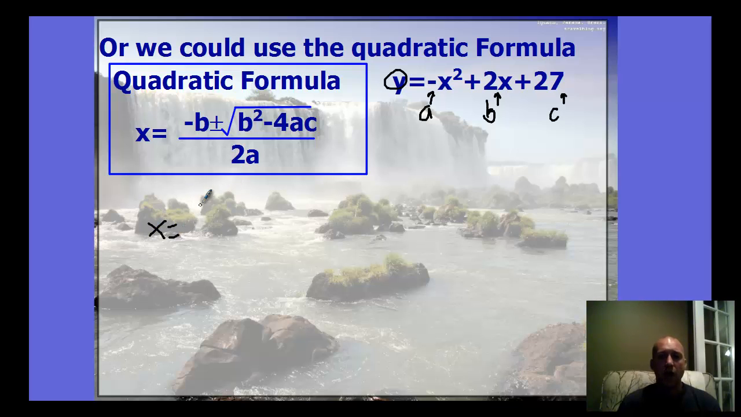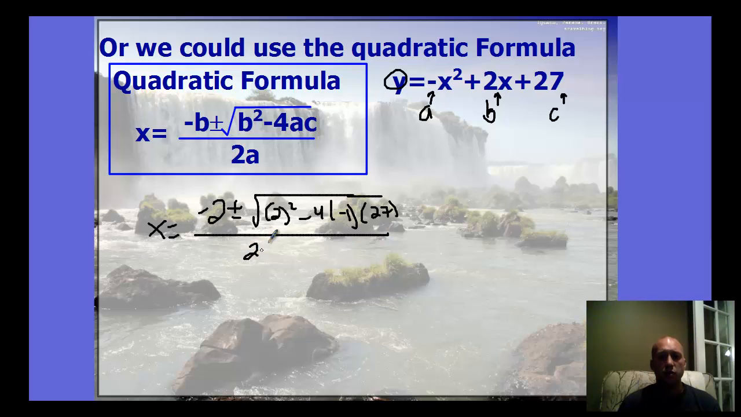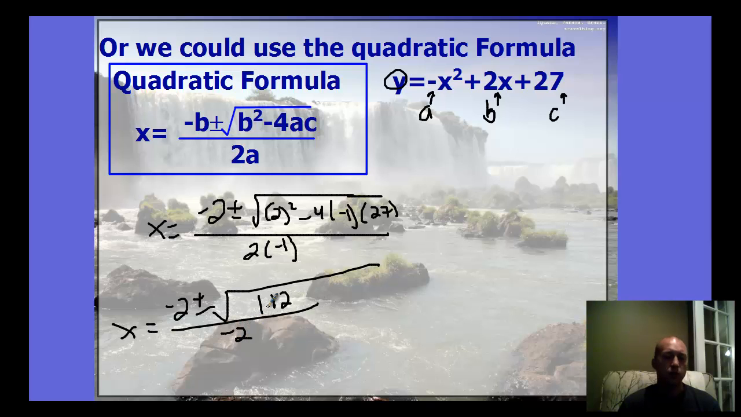So x equals the opposite of b. Our b here is 2, so we're going to do -2 plus or minus the square root of b squared. So we're doing 2, the quantity squared, minus 4 times a, which is -1, times c, which is 27. And everything is divided by 2 times -1. When we simplify this, we want to simplify what's underneath the radical first. So this is going to be 4 plus 108. 4 plus 108 is 112. So we have the square root of 112 over -2.